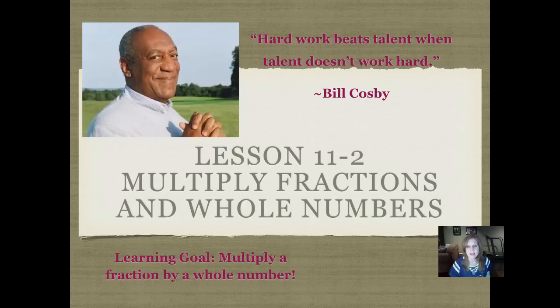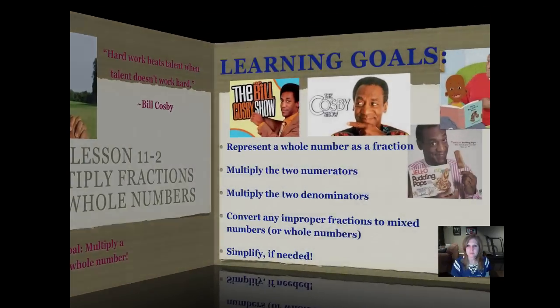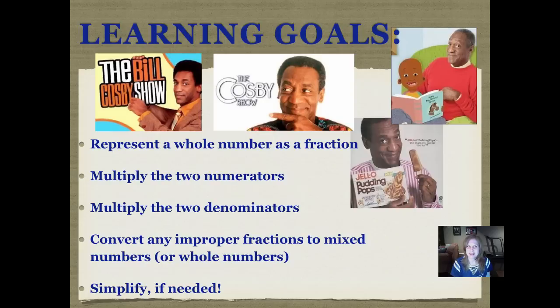Our learning goal today is multiply a fraction by a whole number. Here are our individual lesson learning goals. First of all, we're going to represent a whole number as a fraction, and we talked about how to do that the other day. We're going to multiply the two numerators after that, then multiply the two denominators, and then, like we do with any fraction problem, we convert any improper fractions to mixed numbers or whole numbers and simplify if needed.